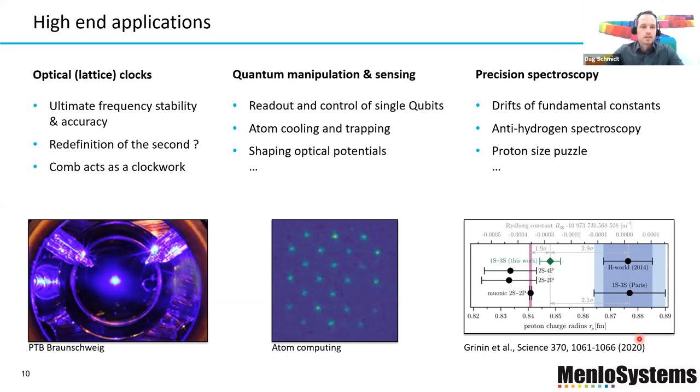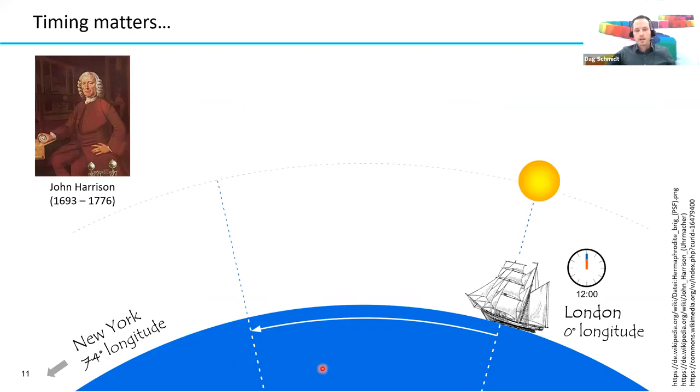Okay, and since I wanted to talk about optical lattice clocks, I also wanted to give you a short introduction to clocks in general, and then of course to the optical lattice clocks. And I think today no one would argue that timing matters, but also in the 18th century timing did matter, especially if you are part of the seafaring companies, because there was a so-called problem, the longitude problem, and this was a problem of navigation.